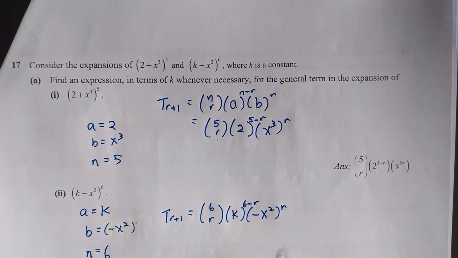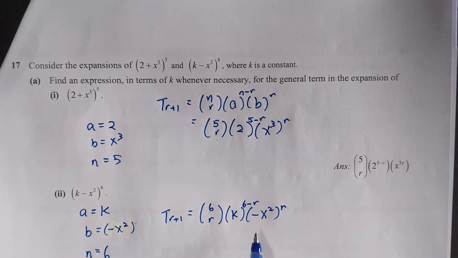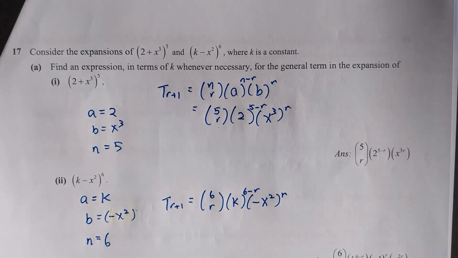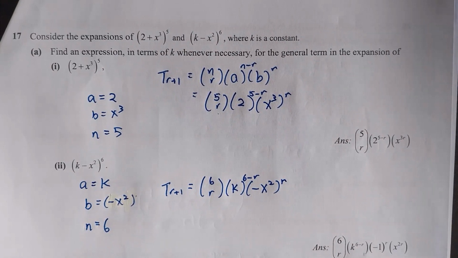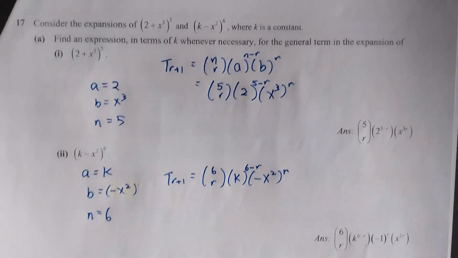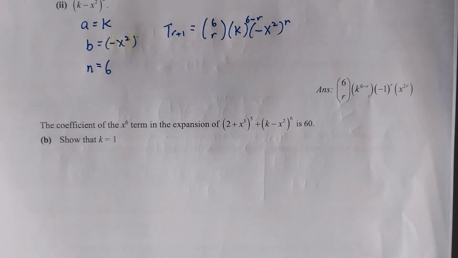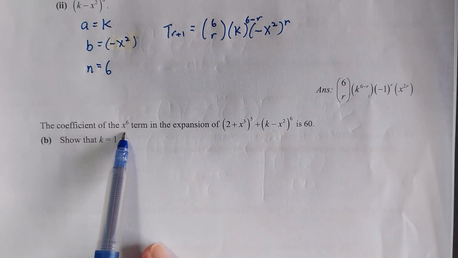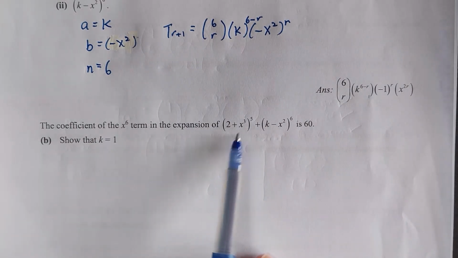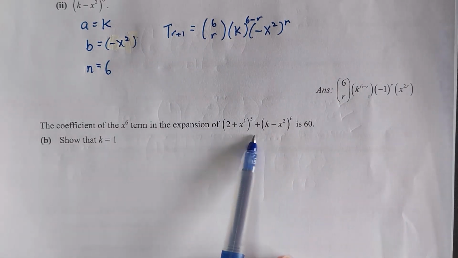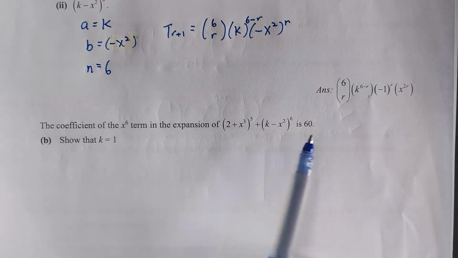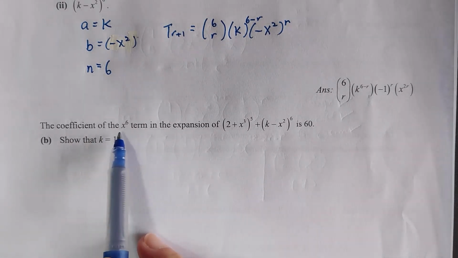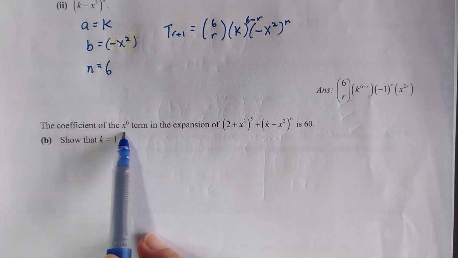Now, can we simplify this any further? Alright, we can leave it in either this form here or the form given in the answers here. So let's look at the next part of this question. If the coefficient of x power 6 for the first term plus the second term is 60, let's find the value of k.